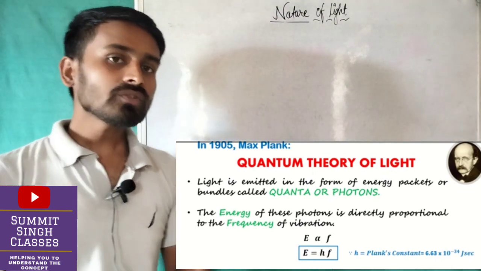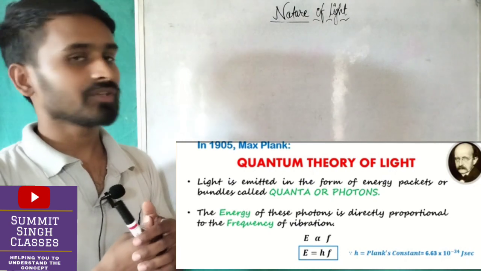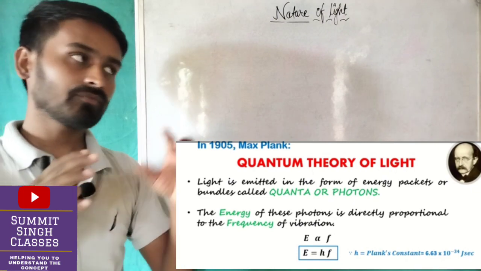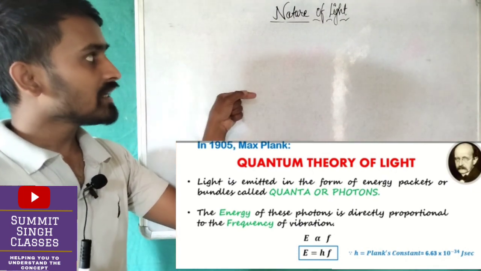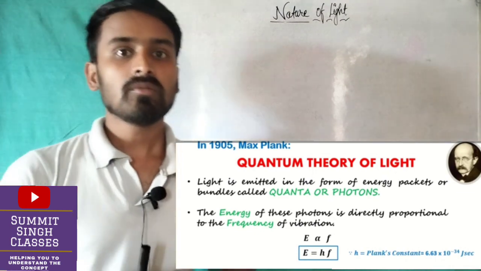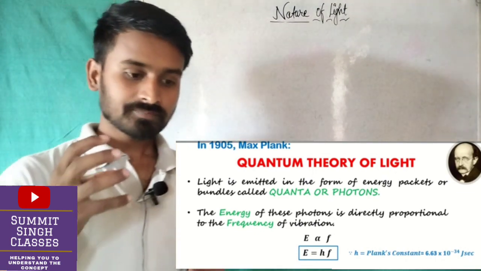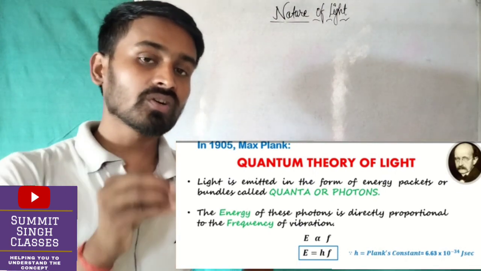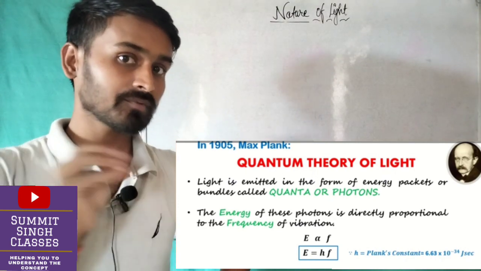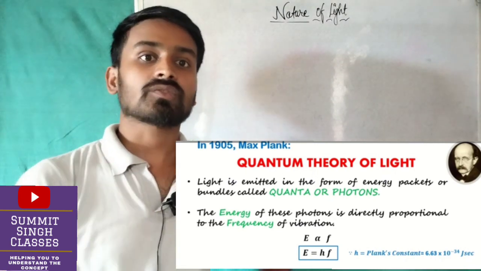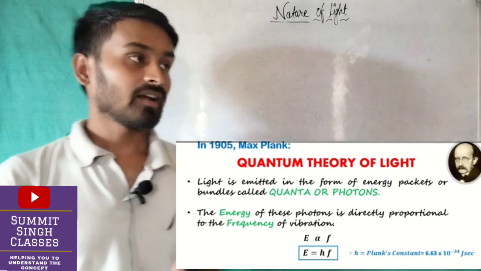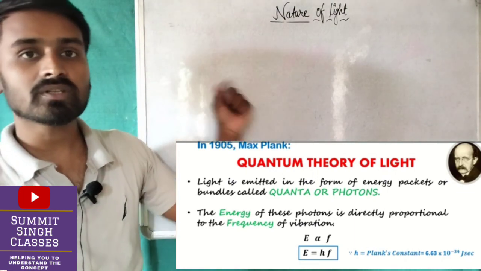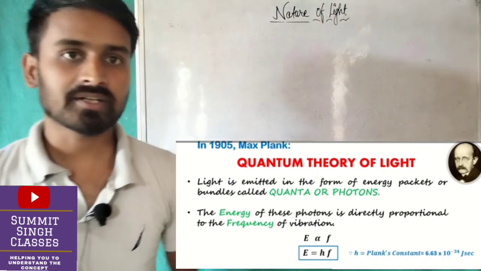The very first thing by quantum theory was that light is produced from a body in the form of energy packets. And these energy packets are photons or quanta. As you know, quanta relates directly to quantum theory. Quanta generally stands for energy packets of light.